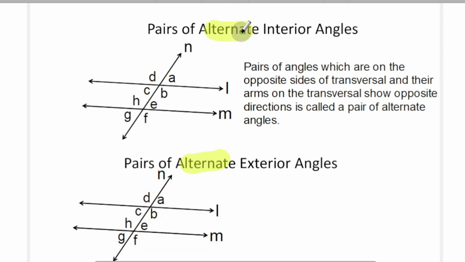See, whenever the word alternate is there, you have to remember the word opposite. Whenever you see the word alternate angles, you have to remember the word opposite sides. It is on the opposite side of the transversal and the other arm shows opposite direction.